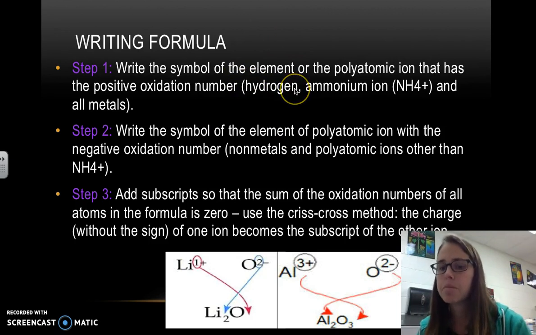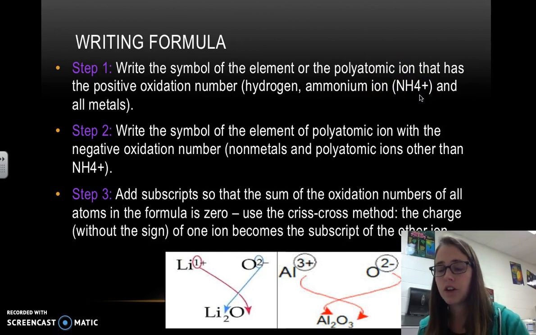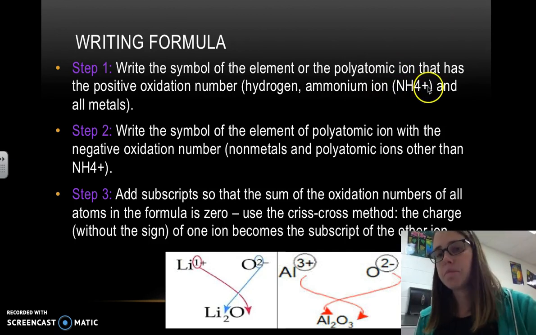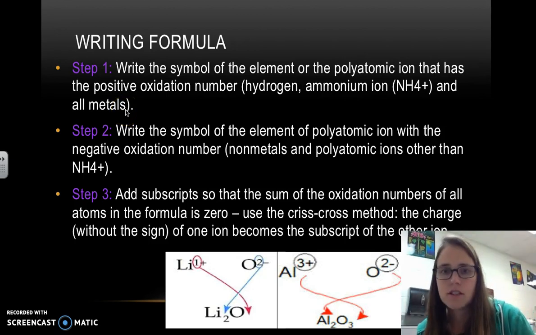Hydrogen is an example of a positive ion. Ammonium ion, now this is one of the polyatomic ions. It's one of the multiple atoms in a single ion, and it has a positive charge. And all metals are going to have positive charges. So hydrogen, all metals, and the ammonium ion will go first when writing these.